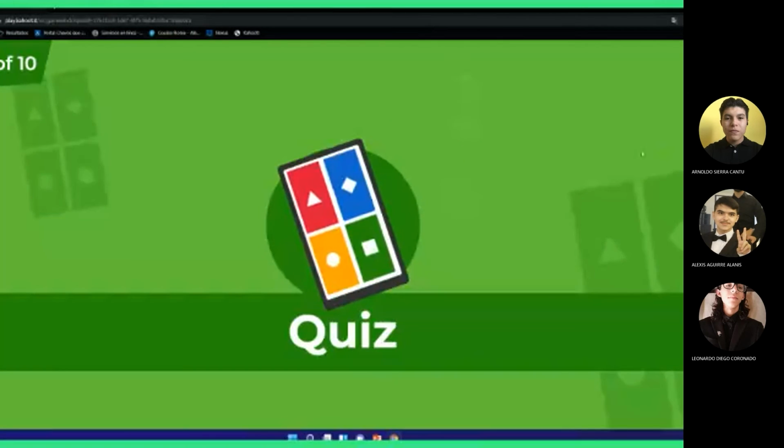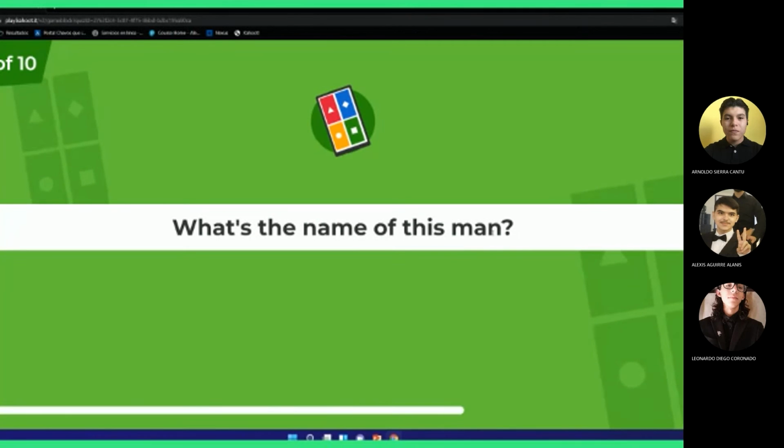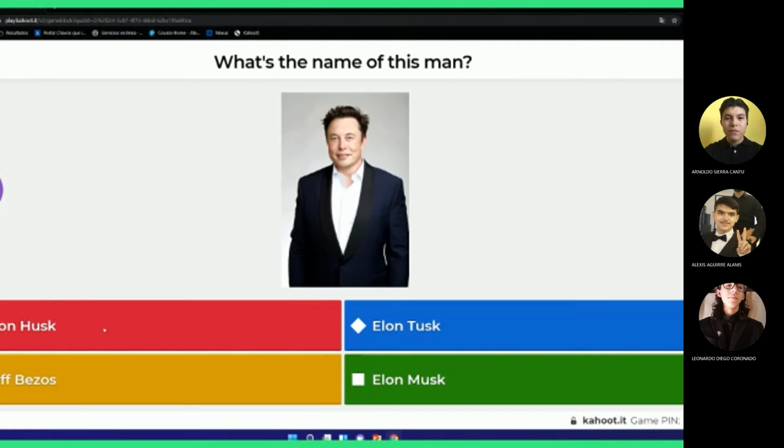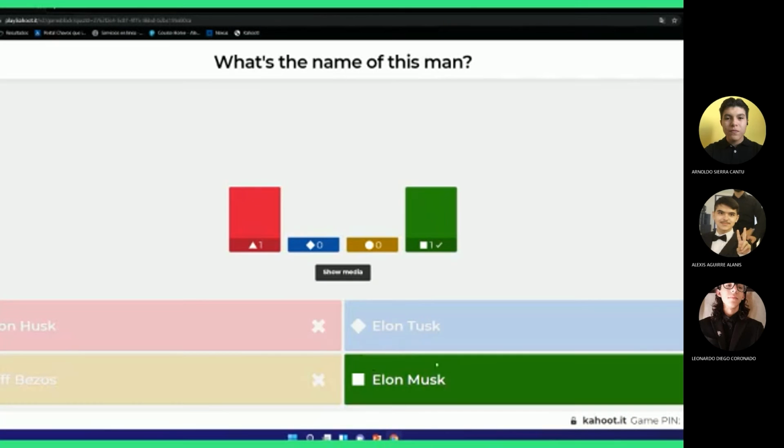And now the final question. What is the name of this man? Option red Elon Musk, option blue Elon Tusk, option yellow Jeff Bezos, option green Elon Musk. The correct answer is Elon Musk. He's the richest man in the world right now. For paying taxes, he sells cars.